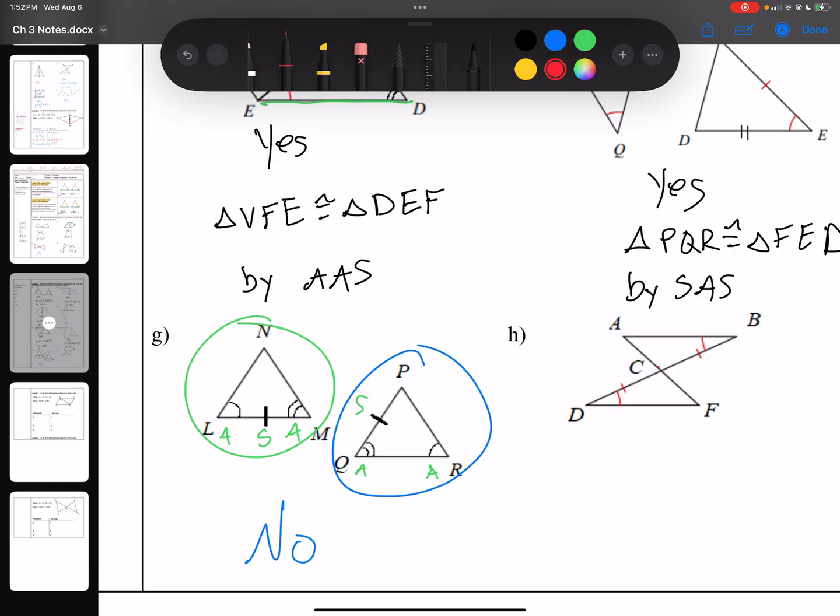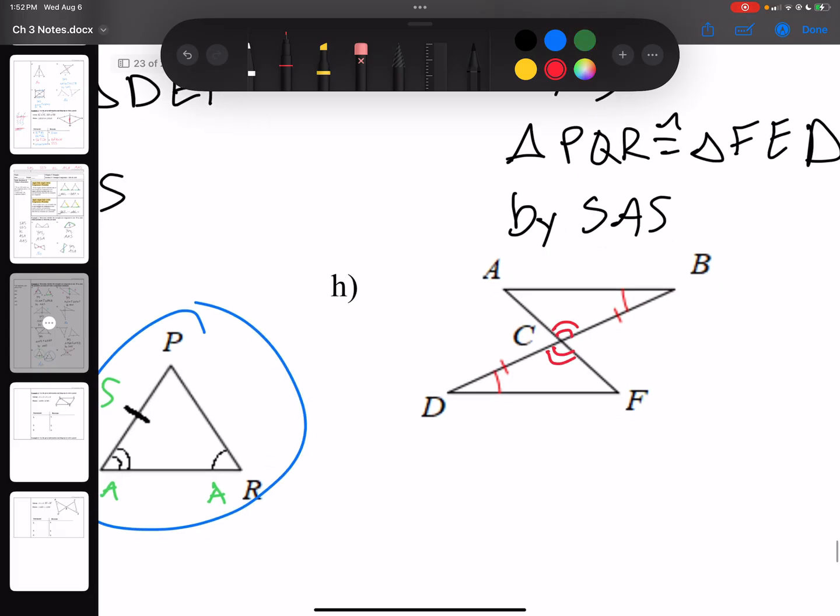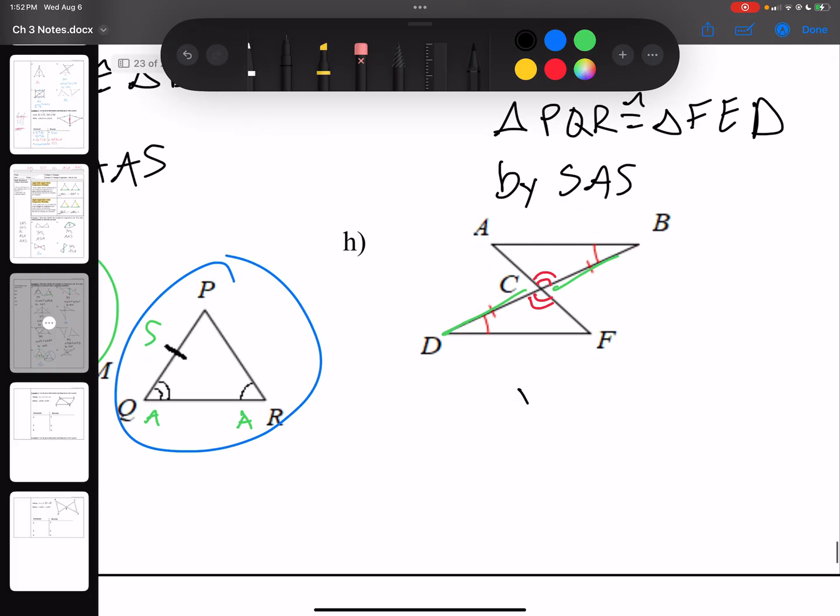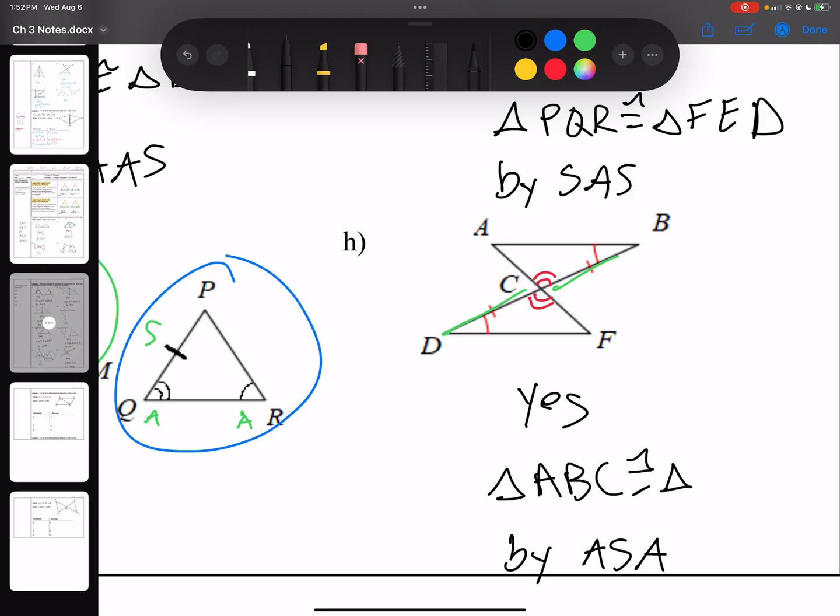H. I've got vertical angles that I can mark in the middle. Now I have two pairs of equal angles, and the side that connects them is equal. So that is yes by angle, side, angle. And the triangle up top, I'll call that ABC, which I started off with A, which had no markings. F has no markings. Then I said B, which had 1 mark. So does D. And then I'll say C.